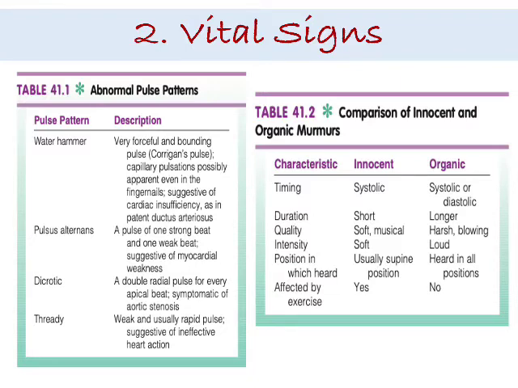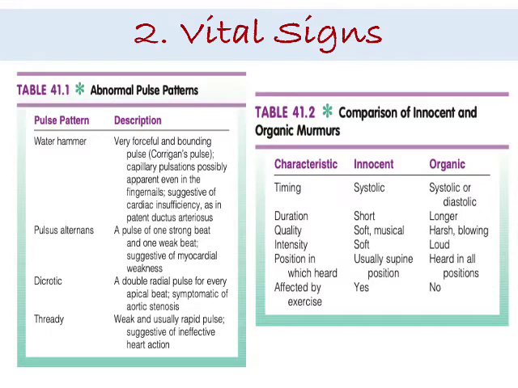Table 41.2 shows the comparison of innocent and organic murmurs. Please study them. A heart murmur is an unusual sound heard between heartbeats. Sometimes it's like a whooshing or a swishing sound. Functional, insignificant, or innocent murmurs may be harmless. They reflect normal variation in the heart or pulmonary artery. But nevertheless, murmurs also signify cardiovascular problems.